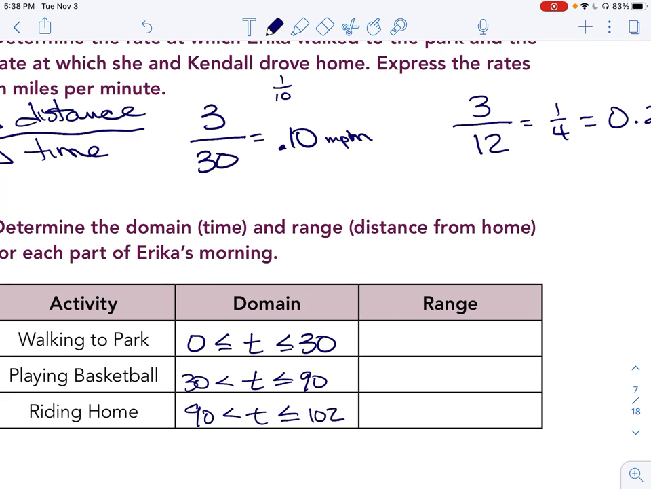Now the range for this, range is how far away she went. So in the first 30 minutes, she started at home and she got to 3 miles away. So that means my distance, oops. Okay. Now, she stayed at 3 while she was there. Then she went 3 back home.